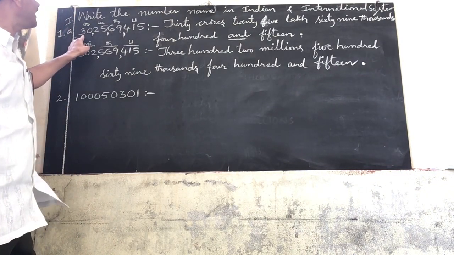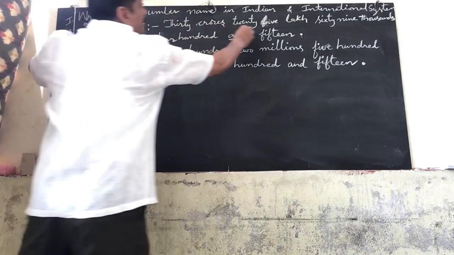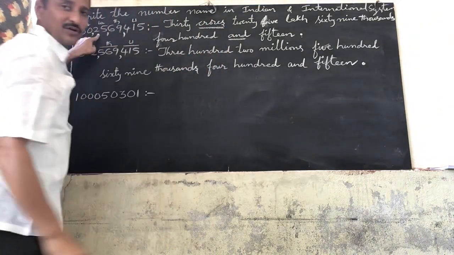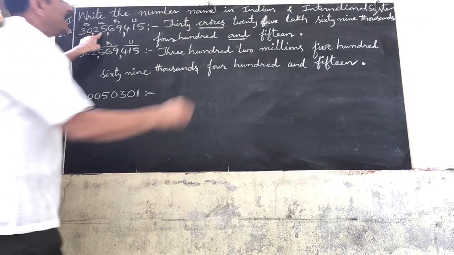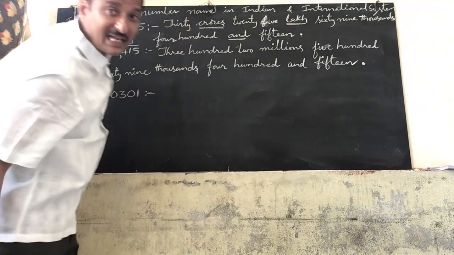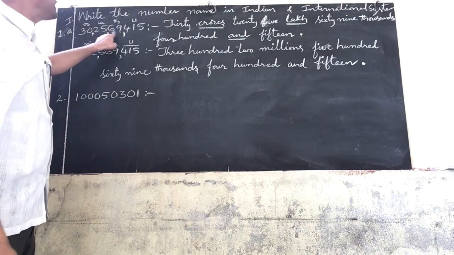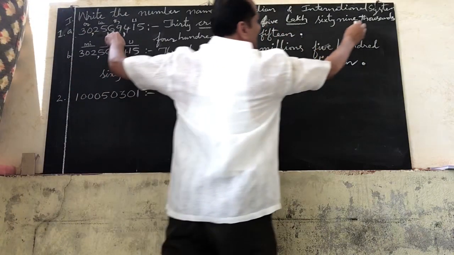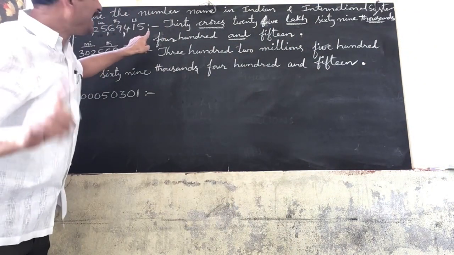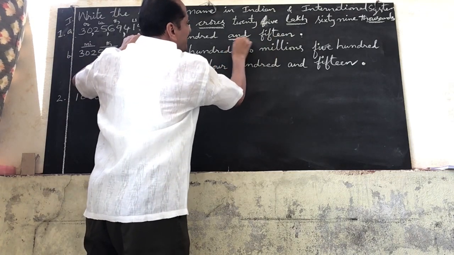Now see here carefully. 30 crores, 25 lakhs. See here, crores: don't forget to add the name of the period. Crores, 30 crores. Next, 25 lakhs. Somebody will forget to write the lakhs, the period name. So don't forget. Then 69 thousands. The name of the period is thousands. Next, 415. And 'and' is very important.